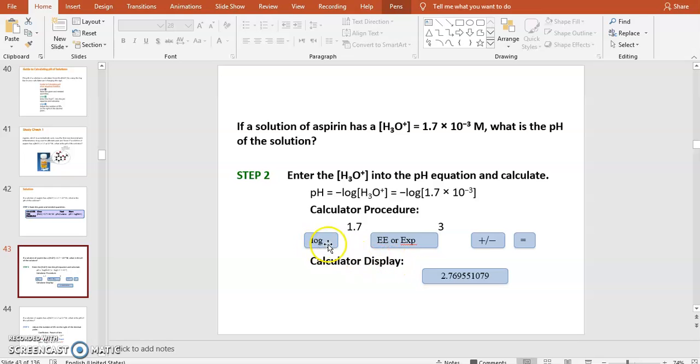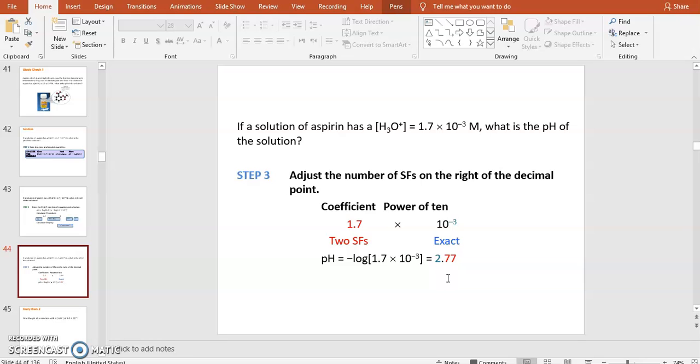So for this one, log 1.7, and then you press the button EE or EXP, 3, the plus/minus icon, equal, and you will get this number. And by looking at this number, I could say that the solution is acidic, because pH 2.7 is in the range of acidic solution.